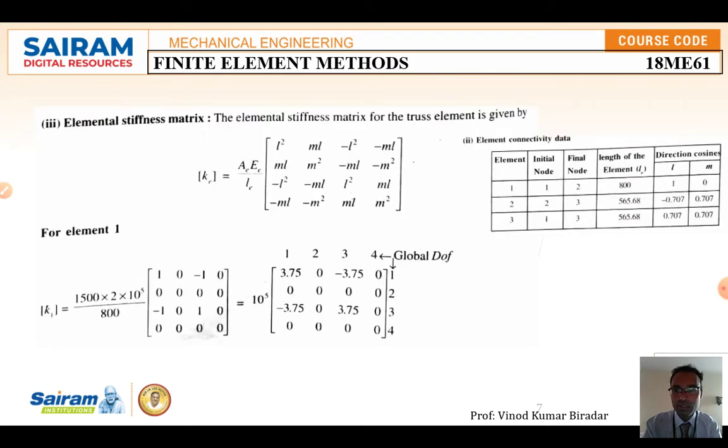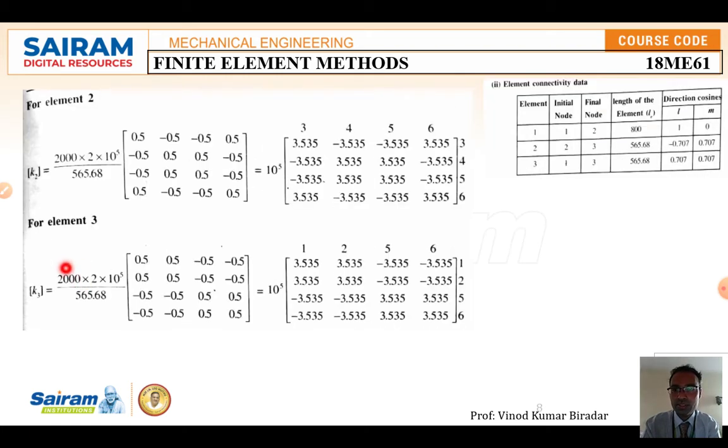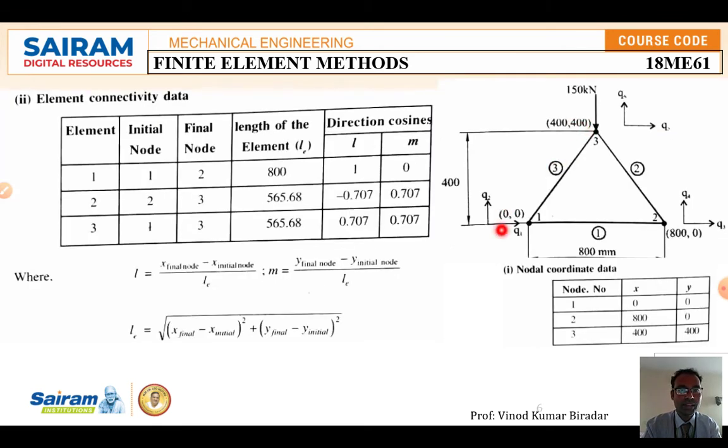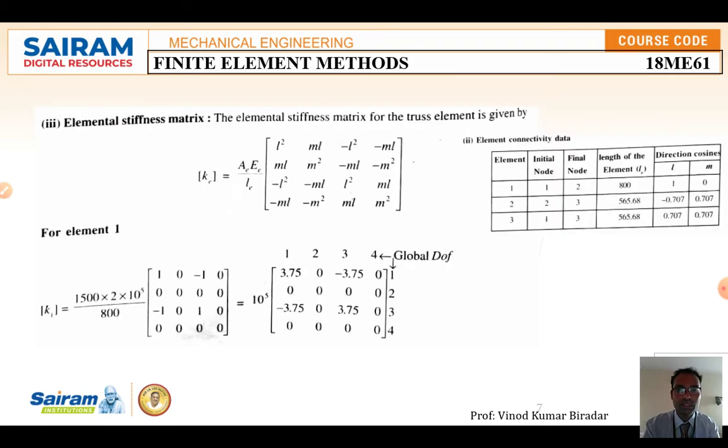Similarly, you have to calculate the third element. That is K3 is equal to, the same way, put the Young's modulus, area and length. Simplify, and you are going to get 10 to the power of 5, this one. Here you have to note down that the degrees of freedom are 1 2 5 6. For the third element the degrees of freedom are 1 2 5 6, not 3. Look at here, element number 3 means it starts from 1 2 5 and 6. Like that we have to note down.